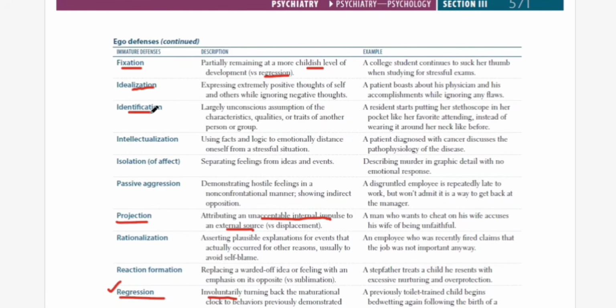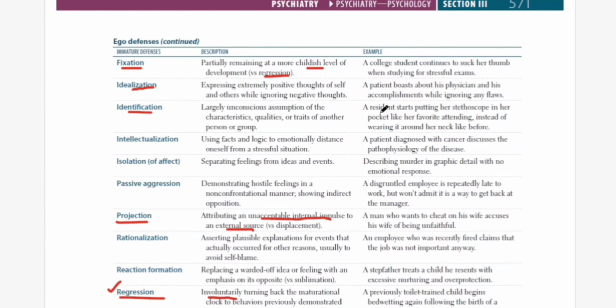In identification, someone is unconsciously adopting the behavior, traits, or habits of another person or a group, often someone they admire. For example, if a resident is impressed by an attending, they like the attending, and unconsciously they adopt their behavior. A good example is given here.